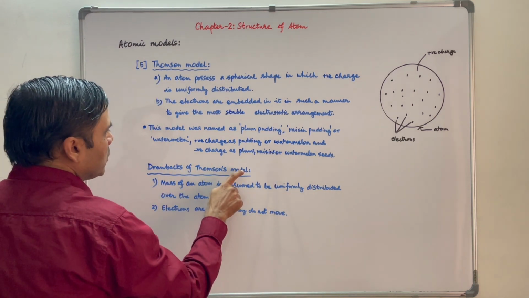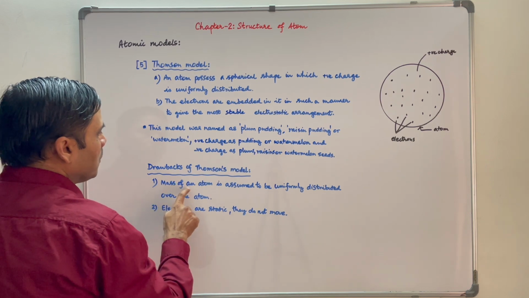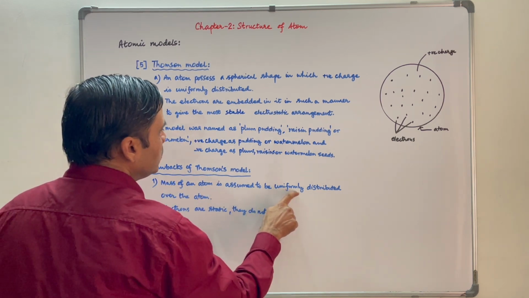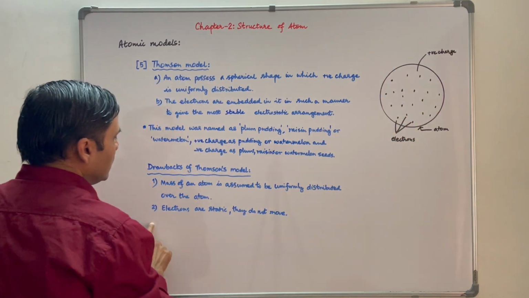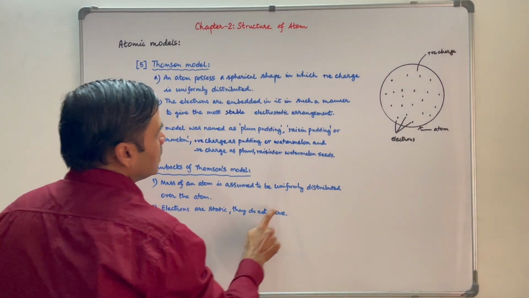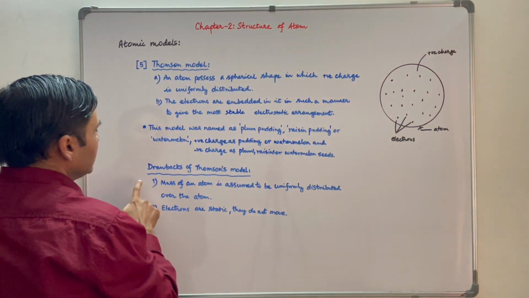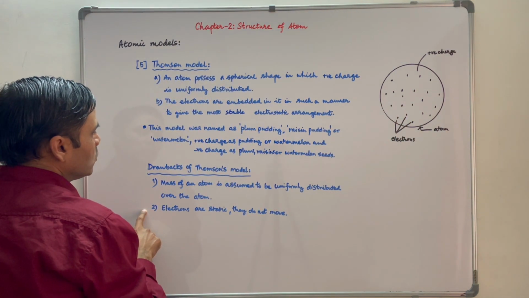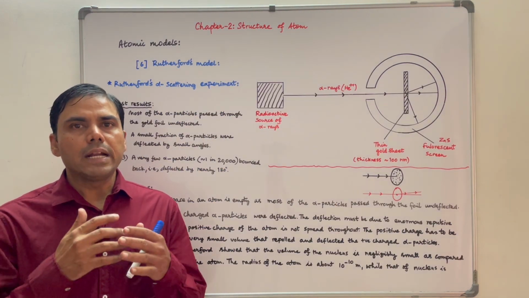Drawbacks of Thomson's model. There were two drawbacks in Thomson's model. First, mass of an atom is assumed to be uniformly distributed over the atom. And second, electrons are static. They do not move. They are embedded in positive charge. Later, scientists found out that these two statements are not true. Next came Rutherford's atomic model.